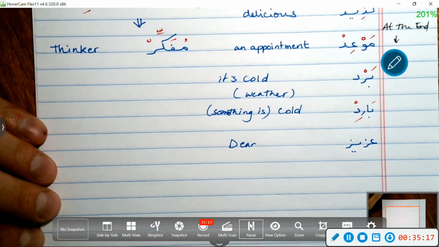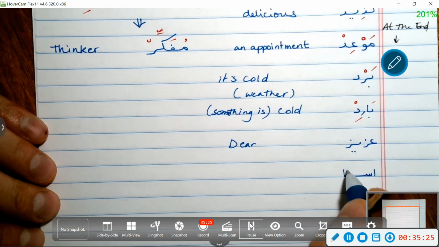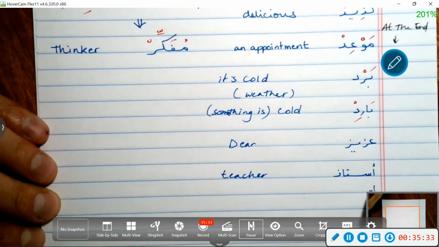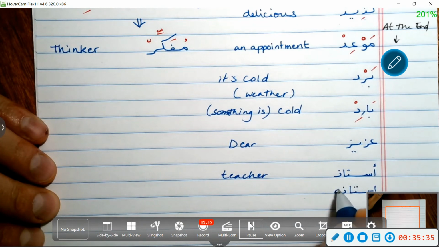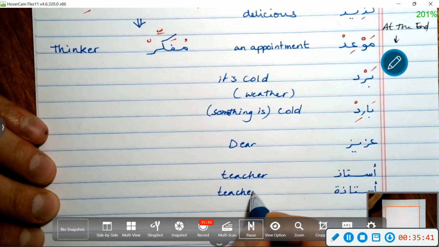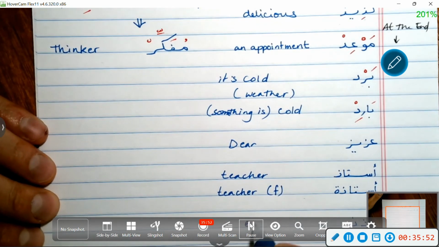So let's practice more words here. Let's say Ustad, means a teacher, or Ustada, means a female teacher. You can say Udun, means one ear. You can say Dahab, means gold.